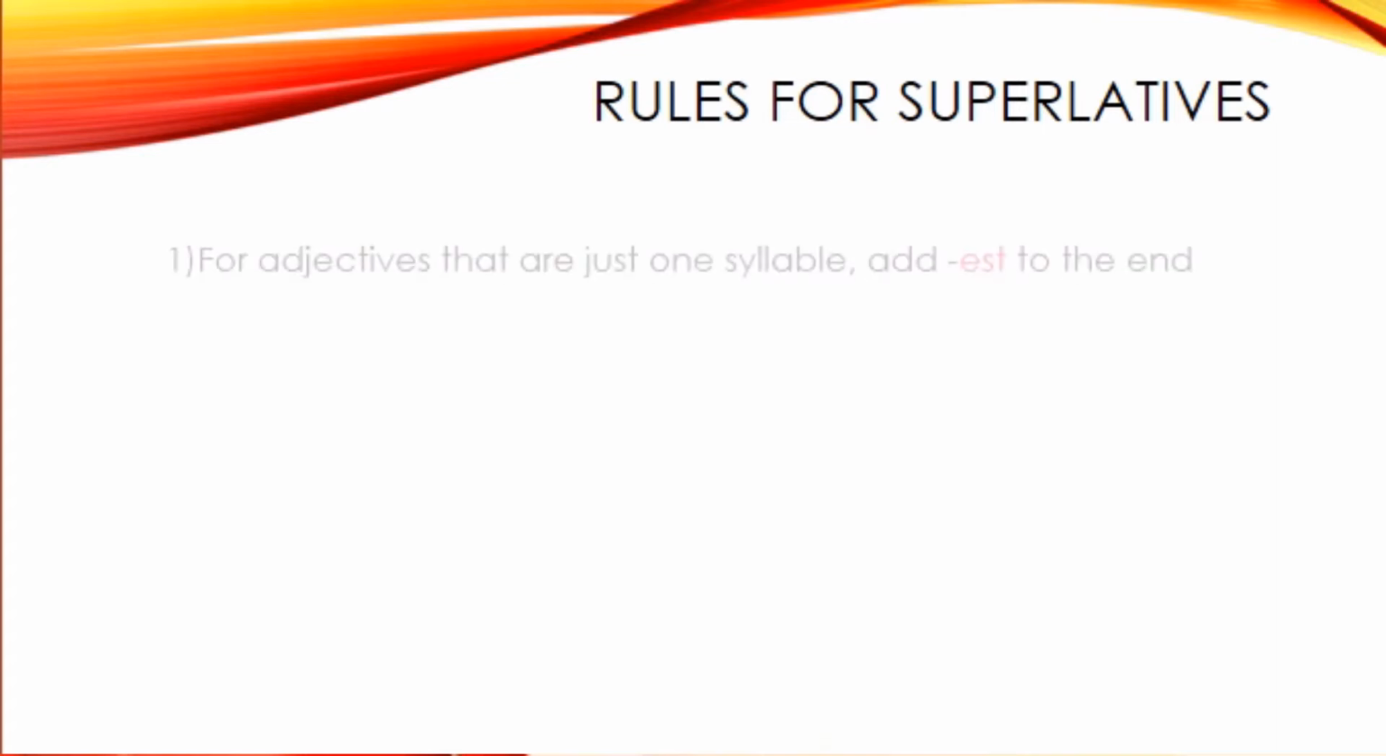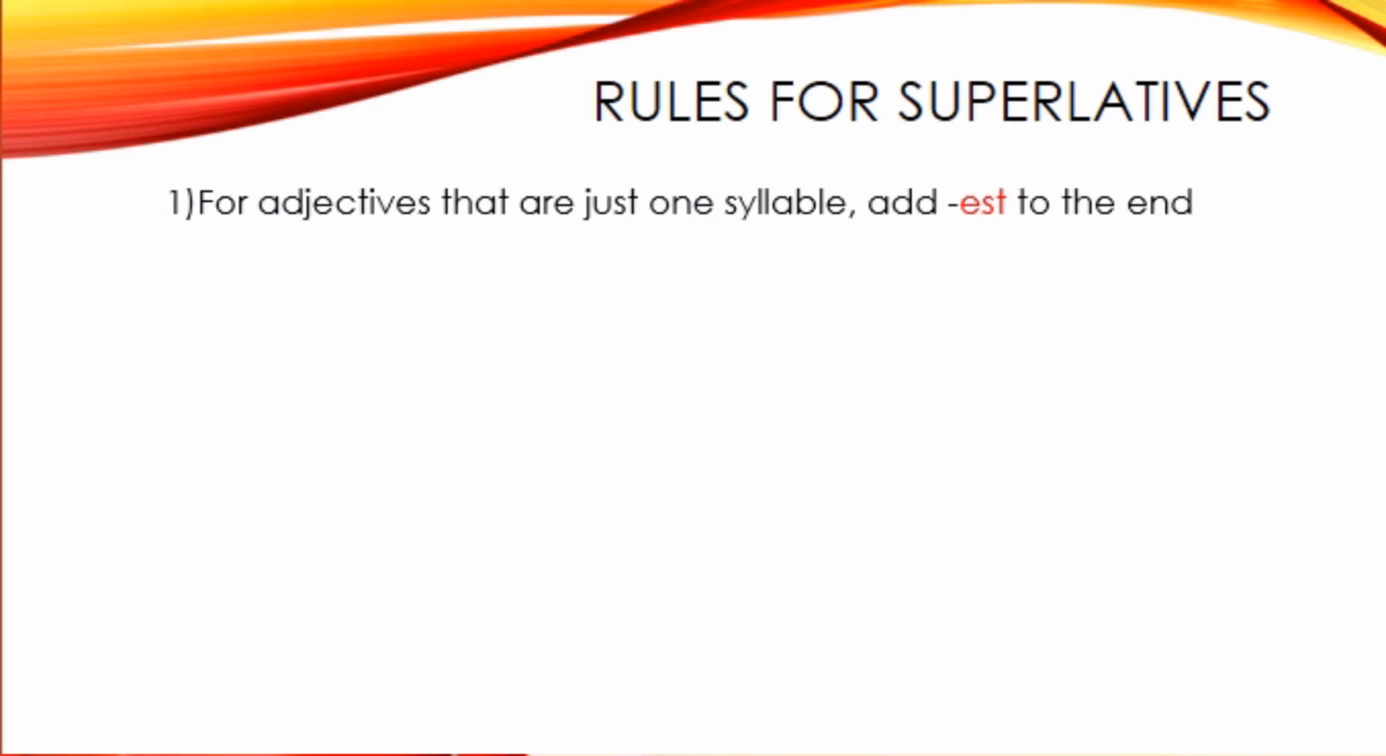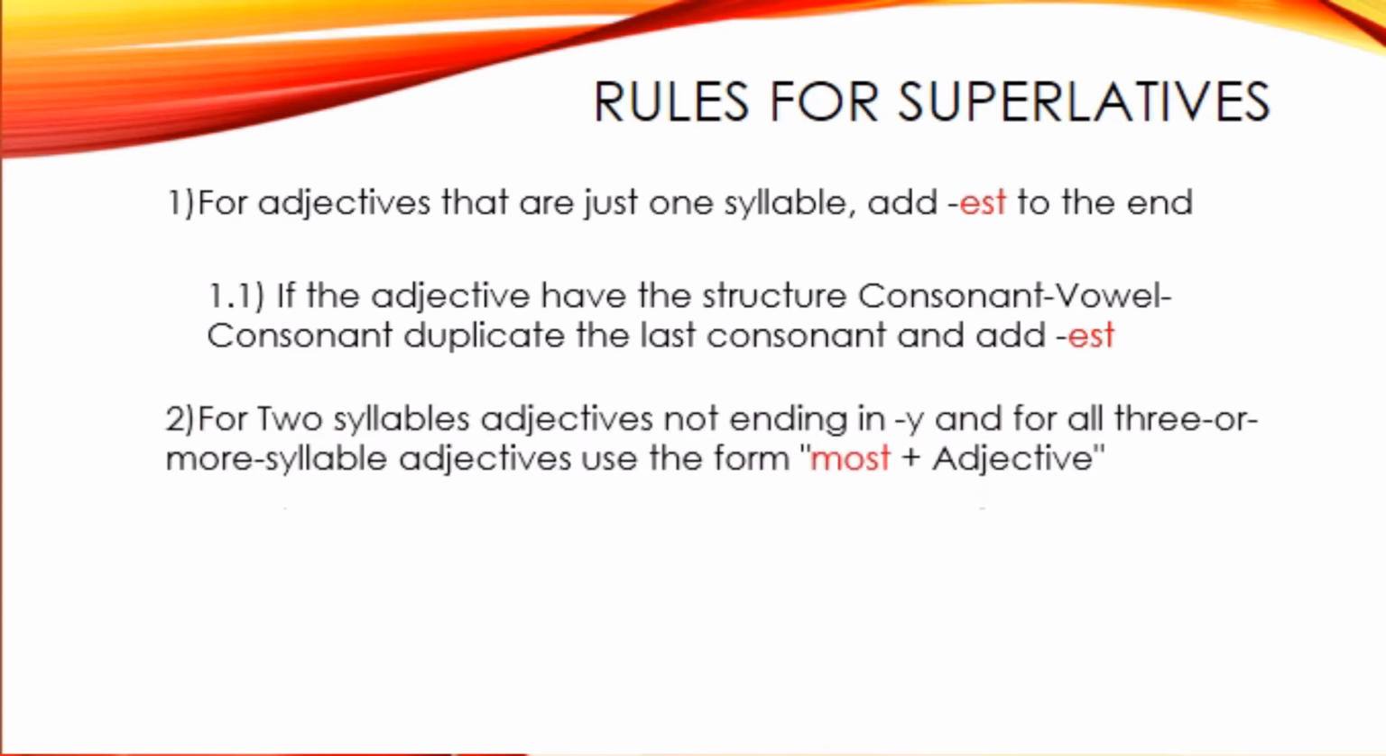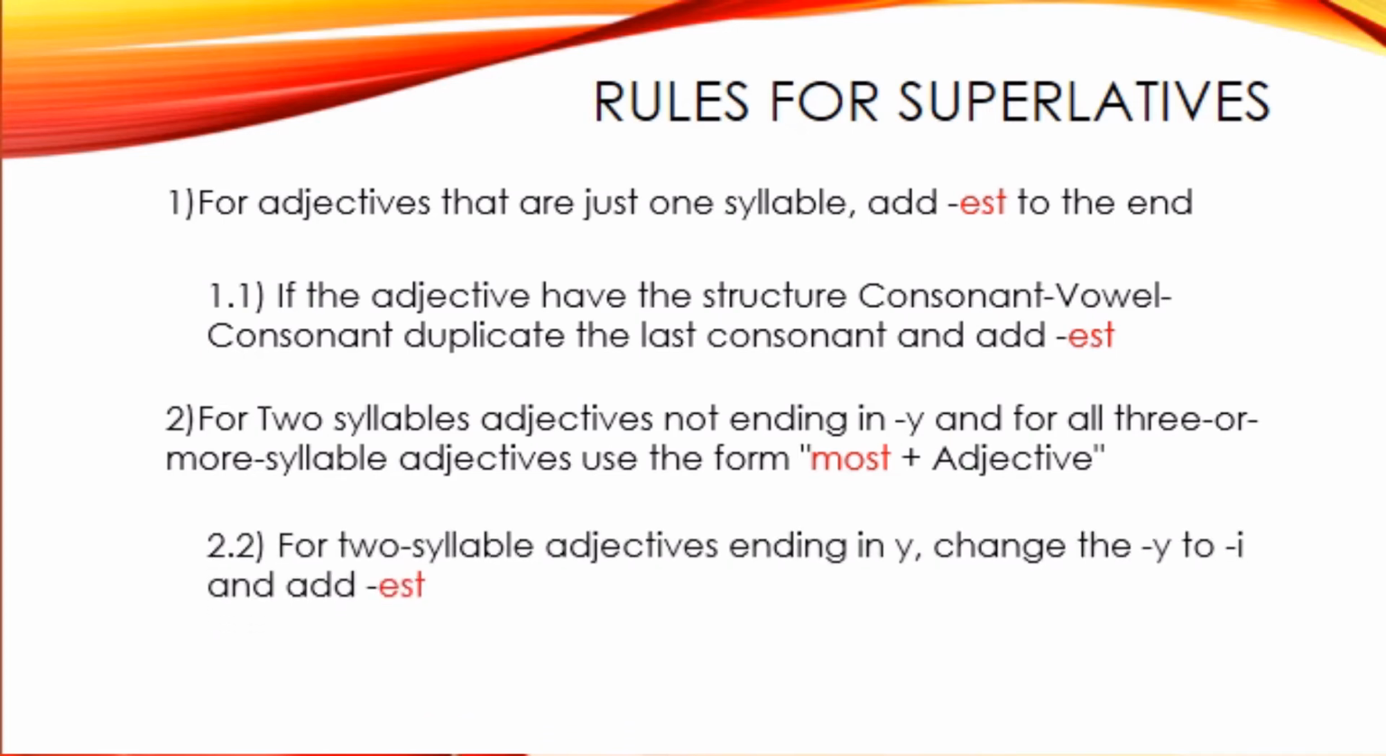Rules for superlatives. Number 1. For adjectives that are just one syllable, add est to the end. 1.1. If the adjective has the structure consonant, vowel, consonant, duplicate the last consonant and add est at the end. For two-syllable adjectives not ending in y, and for all adjectives of three or more syllables, use the form most plus adjective. For two-syllable adjectives ending in y, change the y to i and add est.